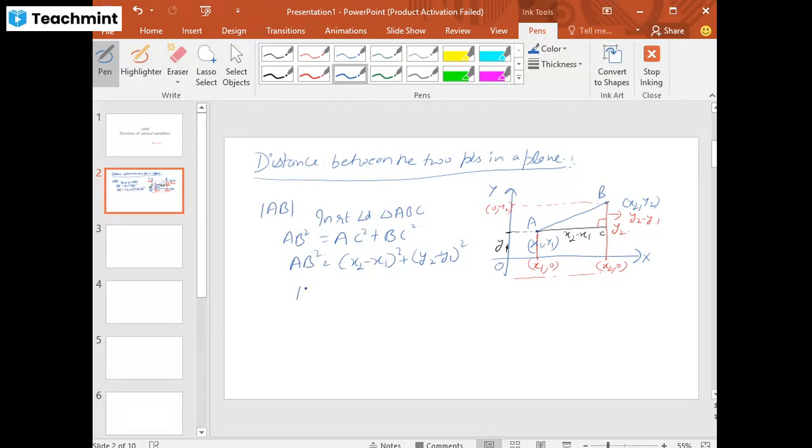So what is the absolute value of AB? That is the distance. It is given by the square root of (x2 minus x1) square plus (y2 minus y1) square. So this is the distance formula. If we want to find the distance between the two points A and B, where A has coordinates x1, y1 and B has coordinates x2, y2, then we can find it by this particular formula.